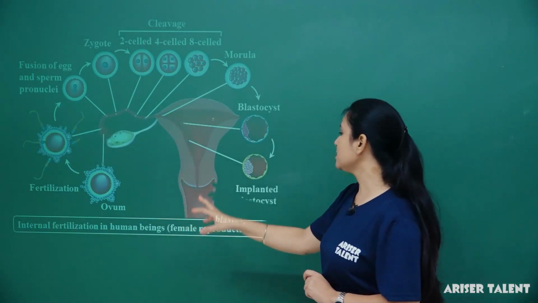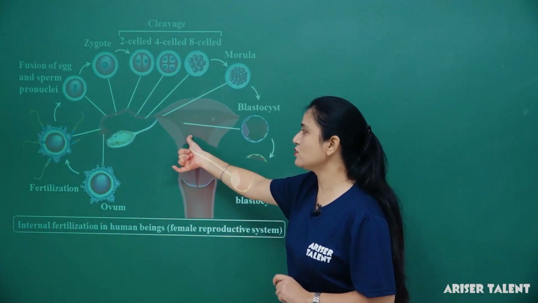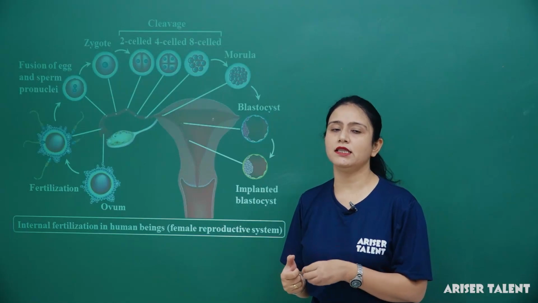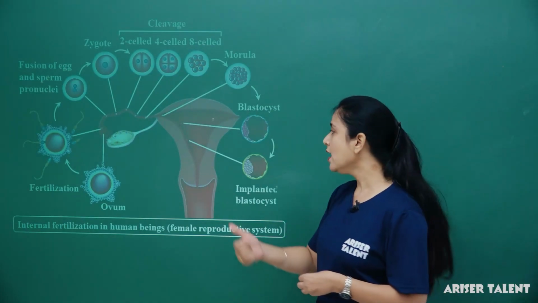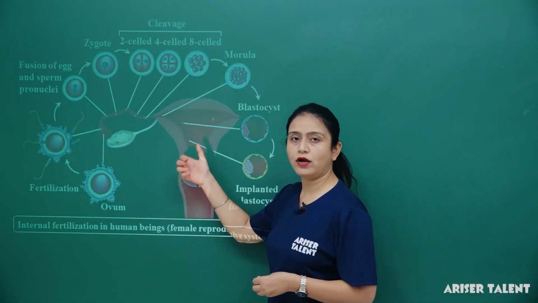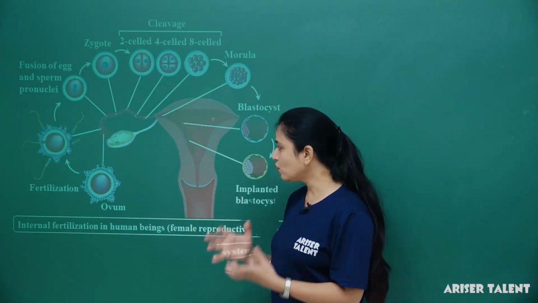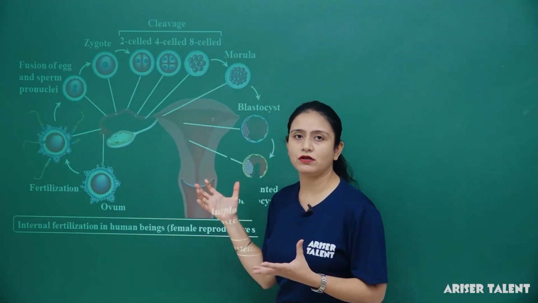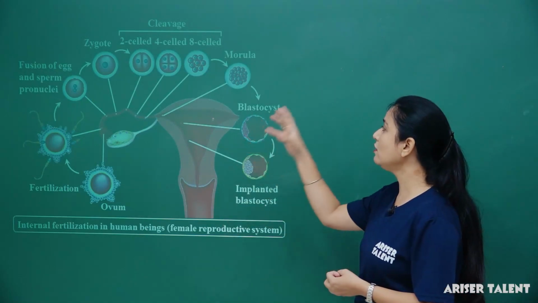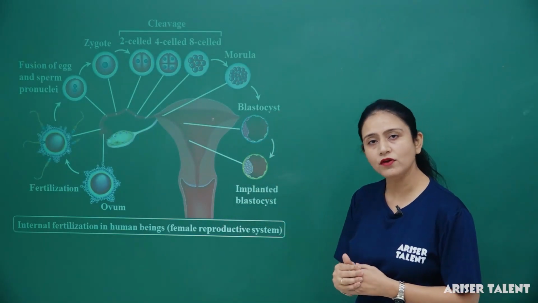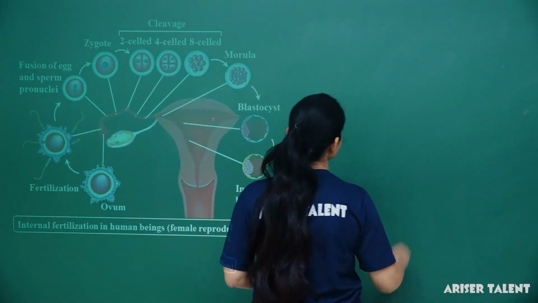Implanted blastocyst means this blastocyst is implanted in the lining of the uterus, and then it gets nourishment. It grows here till the birth of the child. This is the complete process of fertilization.